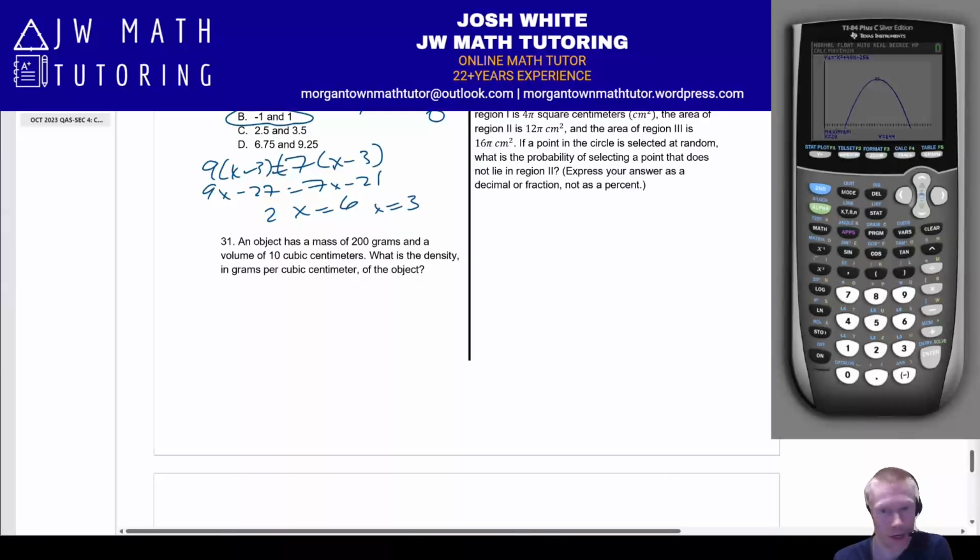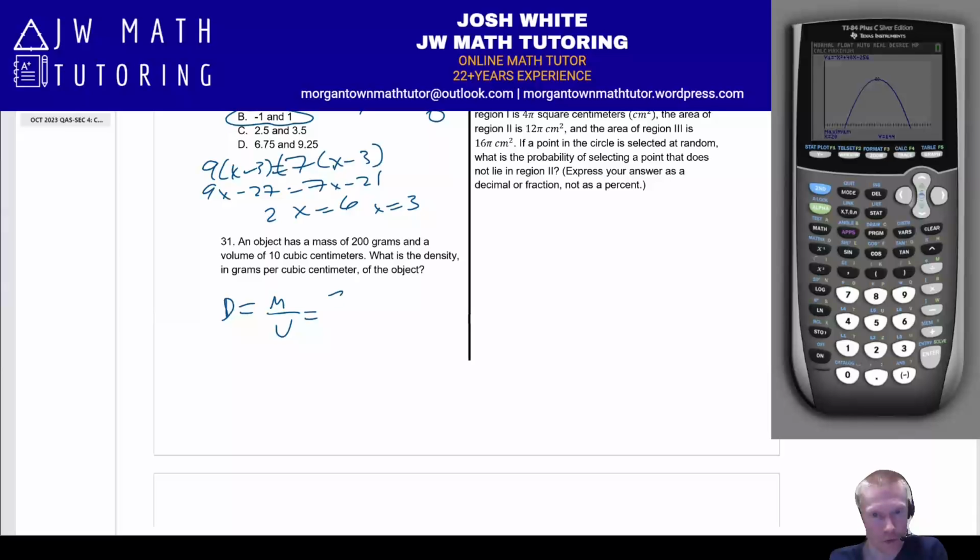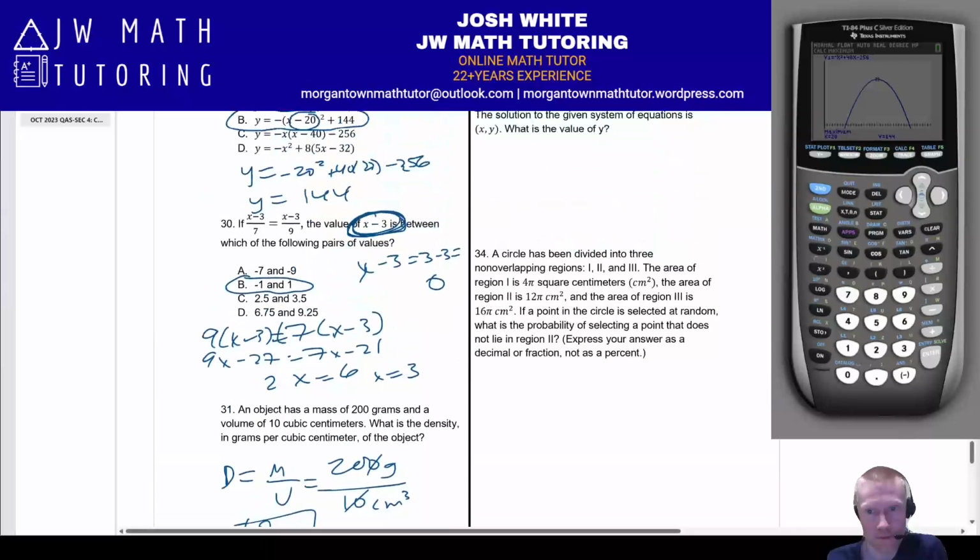All right, for 31, we have a density question. And so all you're doing really for this one, again, oh, and here we're starting the grid ins. Density is just mass over volume. And if you don't know that, they tell you here with the units, grams per cubic centimeter. So the mass or the grams goes on top. The volume, cubic centimeters, goes on the bottom. So it's just 200 divided by 10, cancel out a 0, cancel out 0. It's just going to be 20. So correct answer here, you just grid in 20, and that's it.